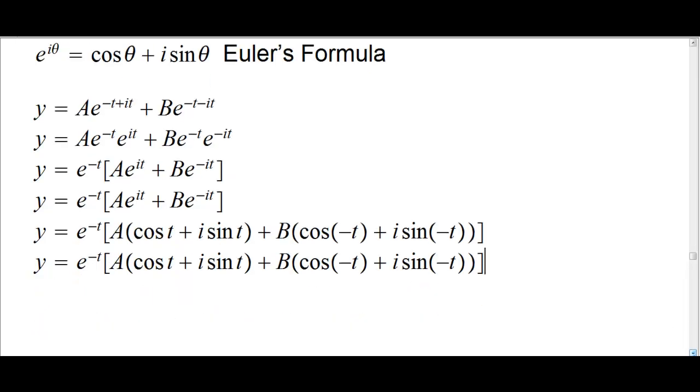So as we said, as Jose recalled for us, this is simply cosine of t, and sine of negative t would be negative sine t, right? Everybody fine? Good. Is that good for all of us? Right? Okay.